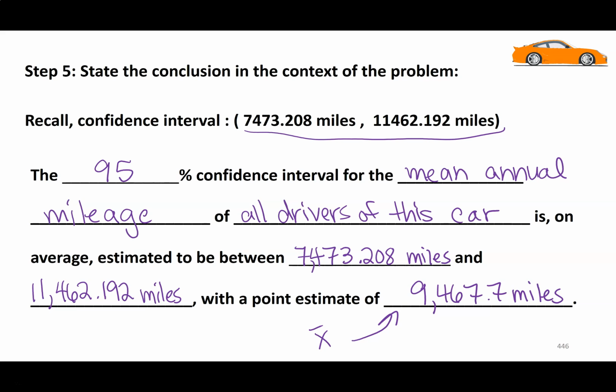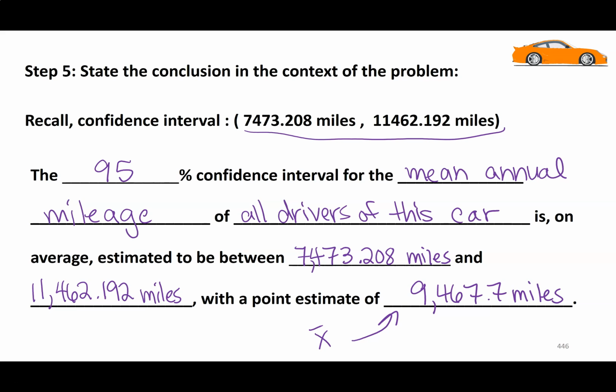It's got to pretty much hit all of those points. So you need to tell me the confidence level. You can write mean or average. We need to know what the variable of interest is, so annual mileage here. And then there has to be a population in here. So the population we sampled from, all drivers of this car. And then we need the interval with units and our point estimate with units.